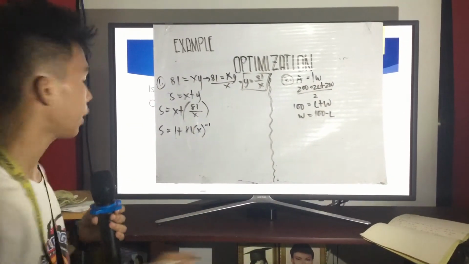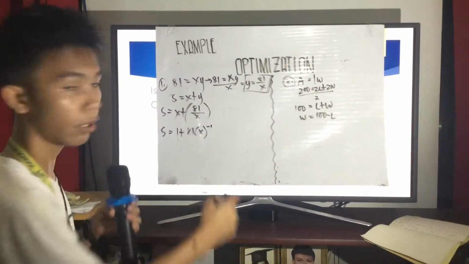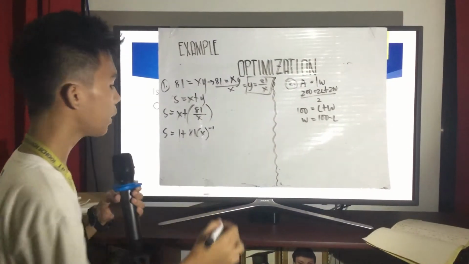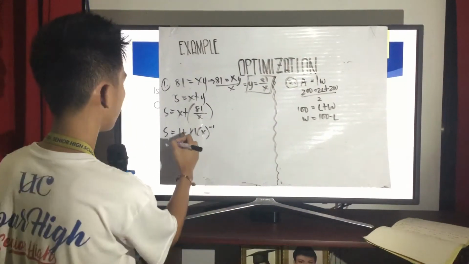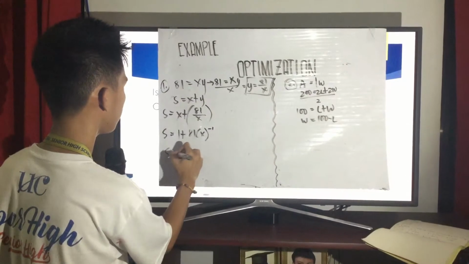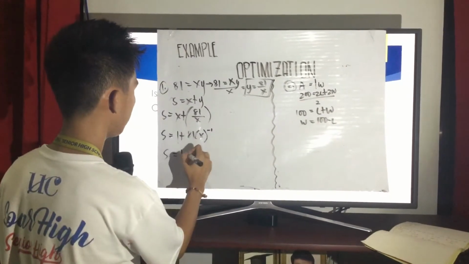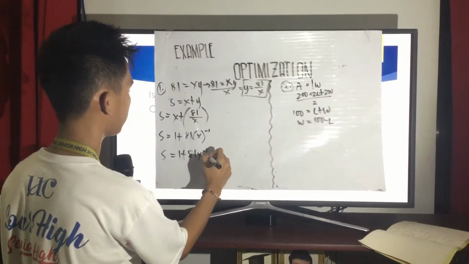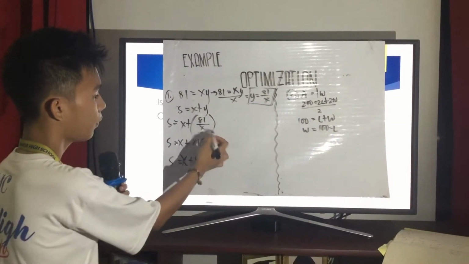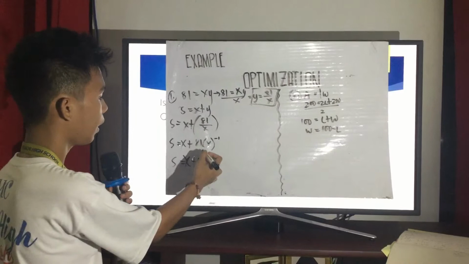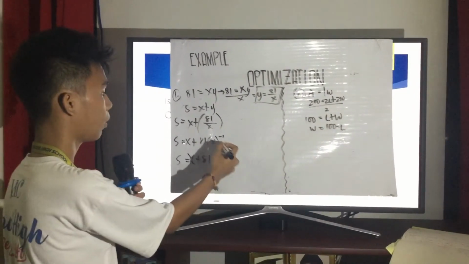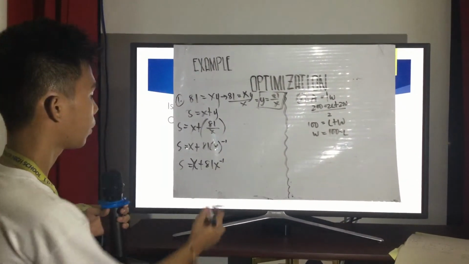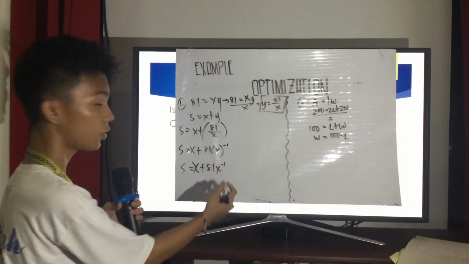So here we can derive this one. This is our derivation, so we will equate it to 0. So S is equal to 1 plus 81x raised to the power of negative 1. 81 over x can also be written as 81 times x raised to the power of negative 1. So here, we will find its derivative.